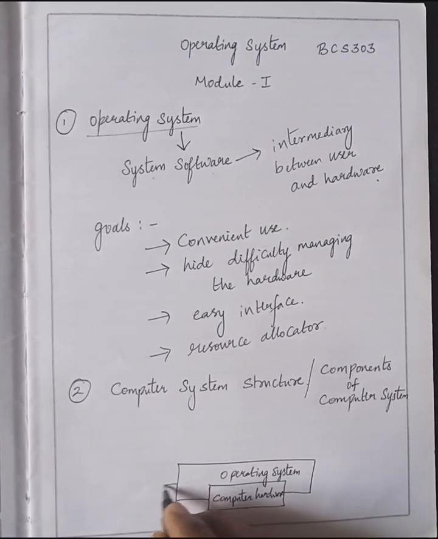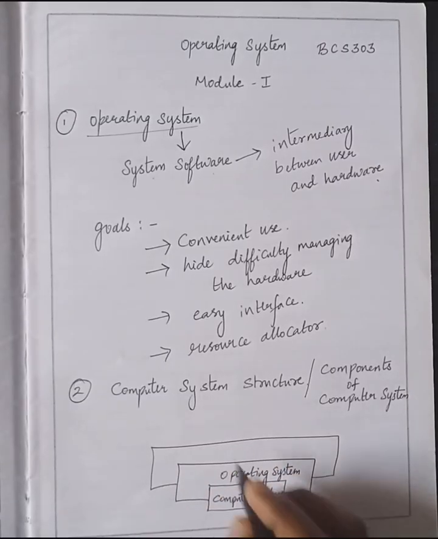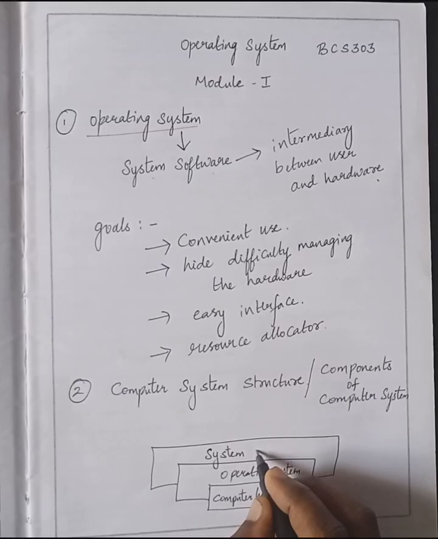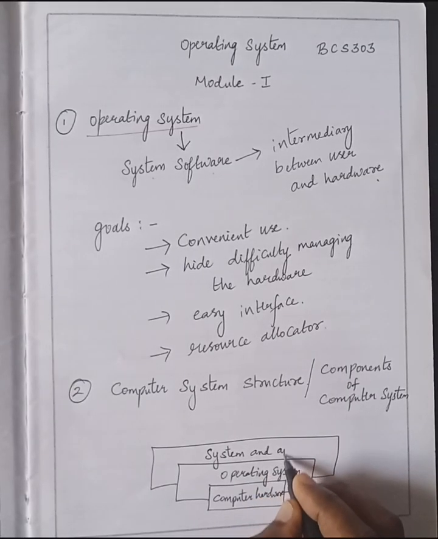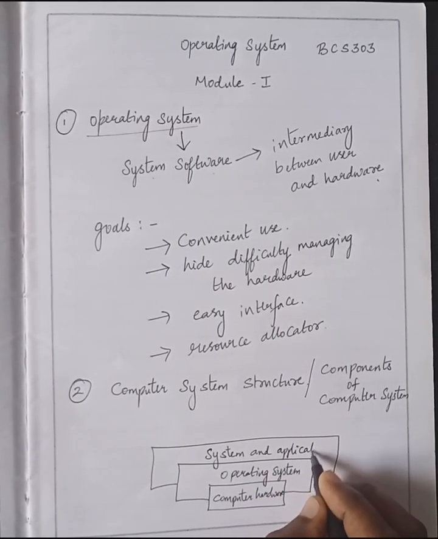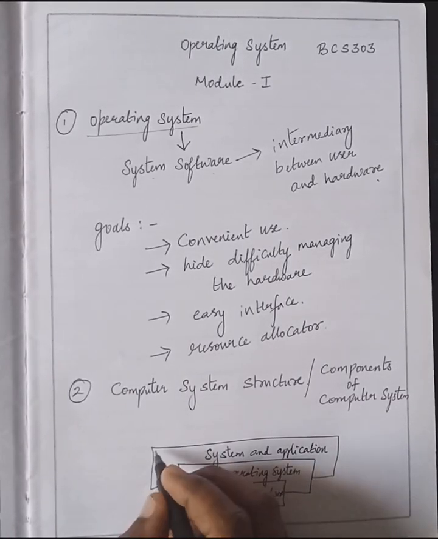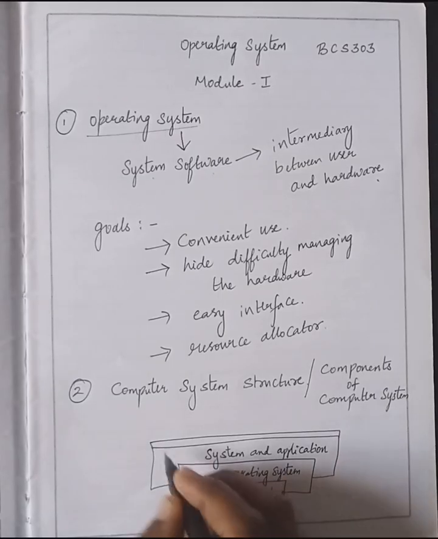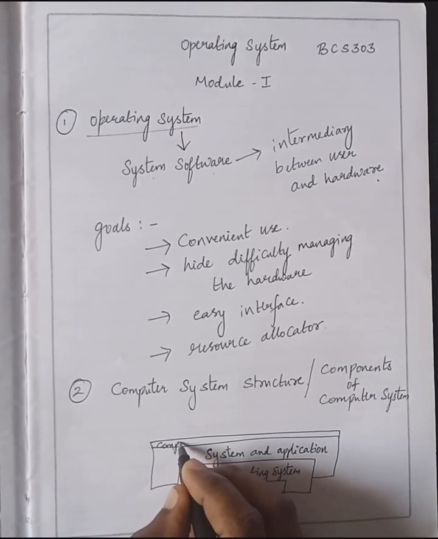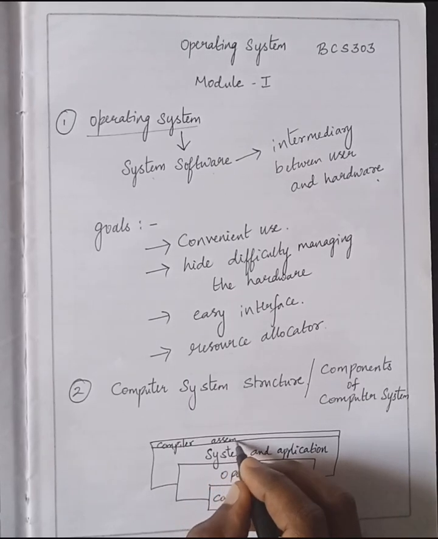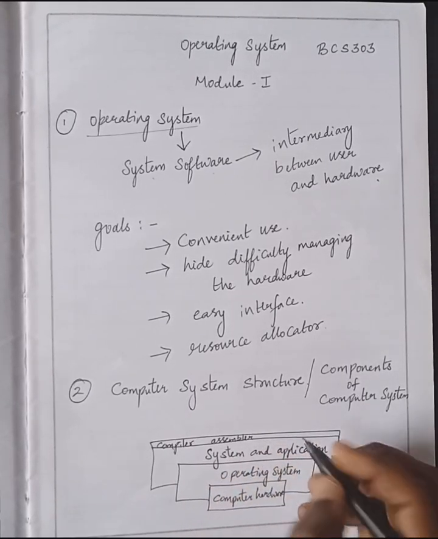On top of that we have the system and other system applications, system software and application software. Applications, whatever apps we use now, will come here. This system application part will be many. For example, we can say compilers, assemblers, DBMS.